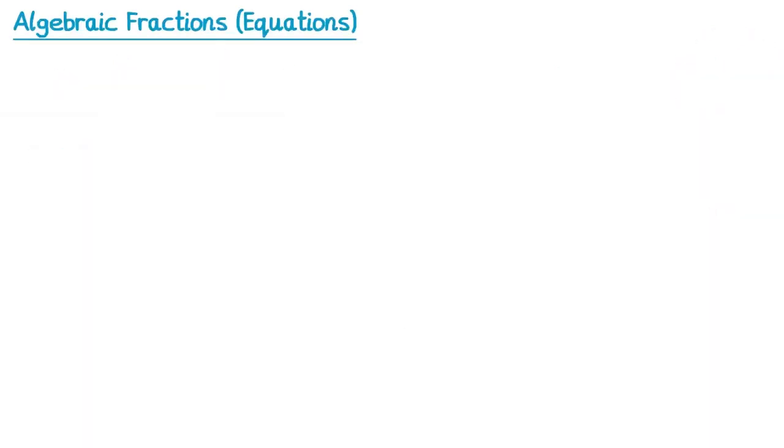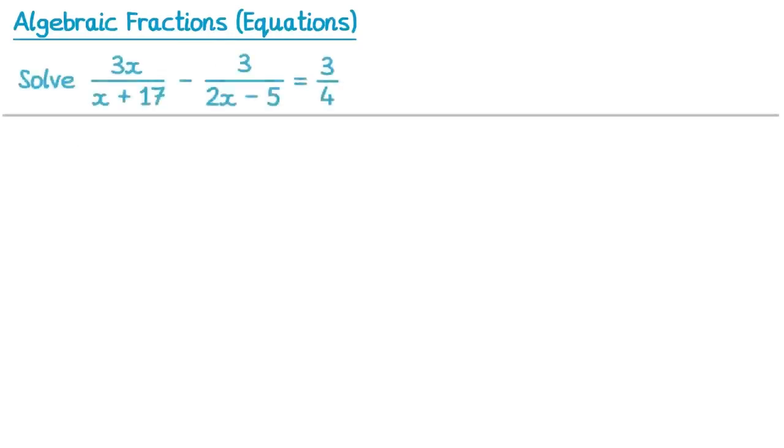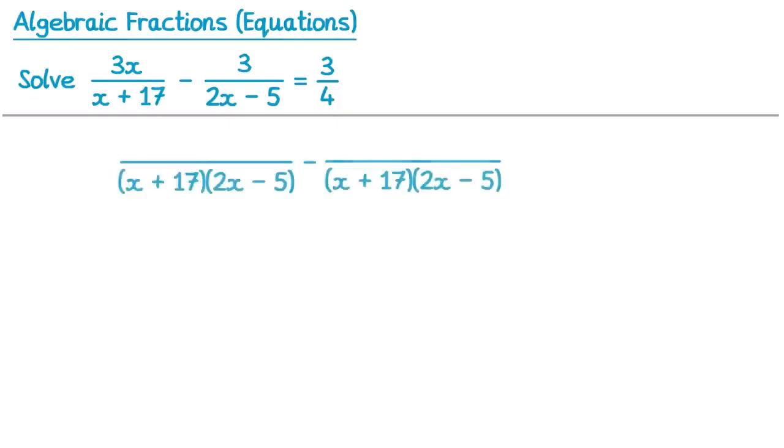Now we're going to look at one more final question. This one here. We're going to start this one how we started all of the previous questions. We're going to write the left-hand side over a common denominator. So for this one, it'll be the product of x plus 17 and 2x minus 5.